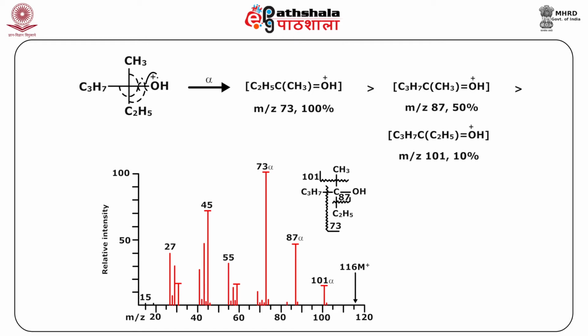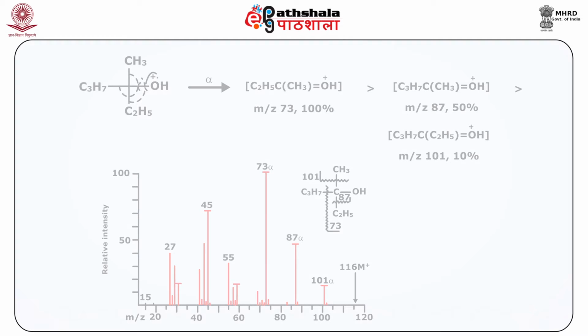Now you can see this clearly in the figure. We have shown you the mass spectrum of 3-methyl-3-hexanol and how the intensity of the various fragments formed decreases. So you can see the m/z value of 73 has the largest intensity at 100%, followed by a 50% intensity of m/z 87, followed by a 10% intensity for m/z equal to 101.